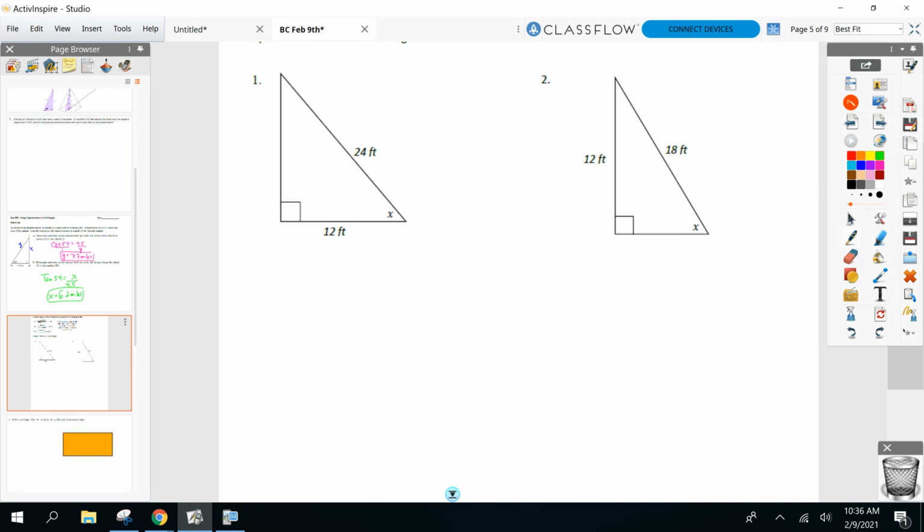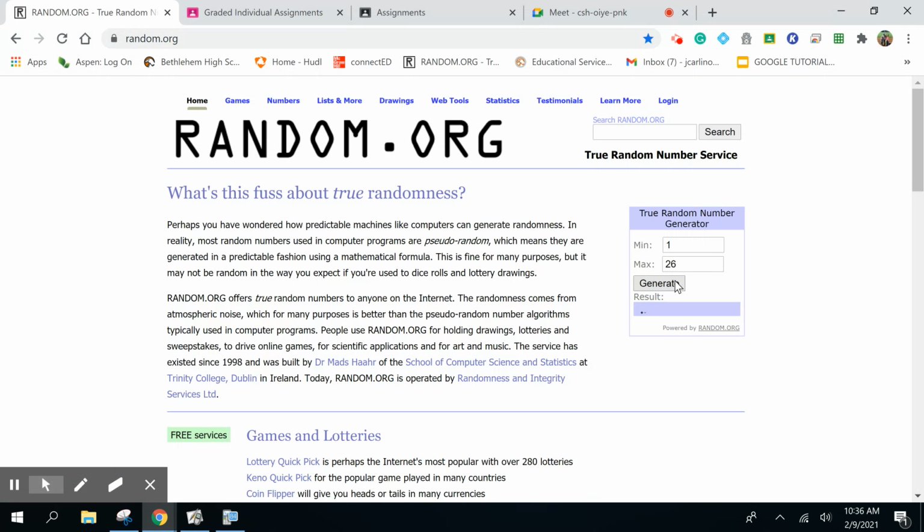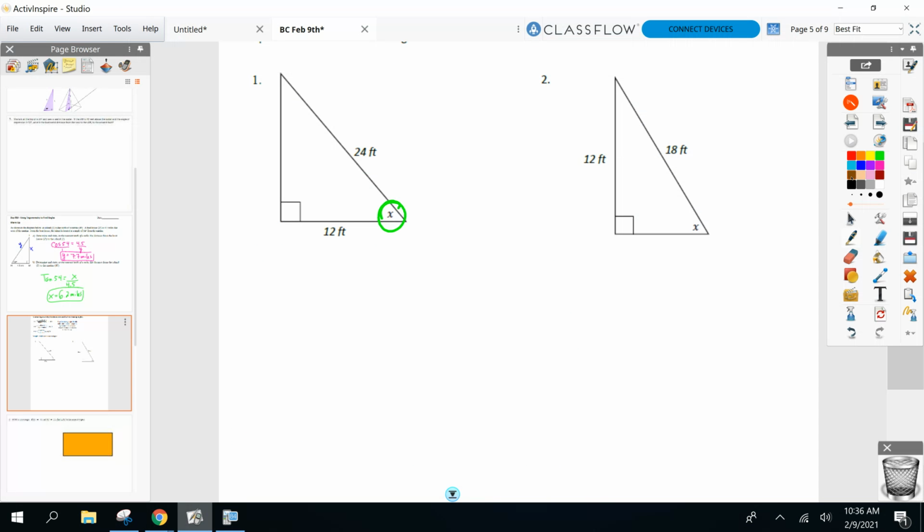Guys, I'm not changing the rules. Here we go. There's my acute angle I'm going to go from. X now. Identify what the 12 is. Identify what the 24 is. Same rules apply. What's the 12 and what's the 24? Here we go. Audrey, what's the 12 and the 24? You can pick either one first. The 12 is adjacent and the 24 is the hypotenuse.